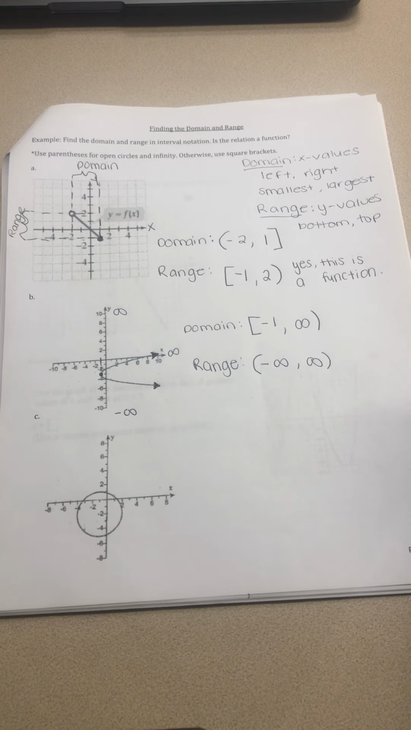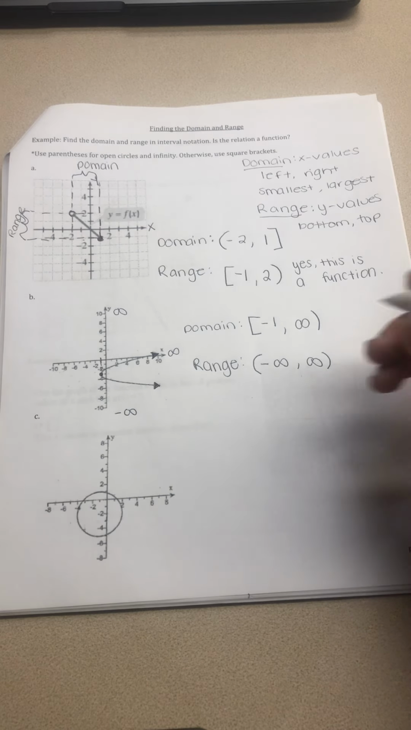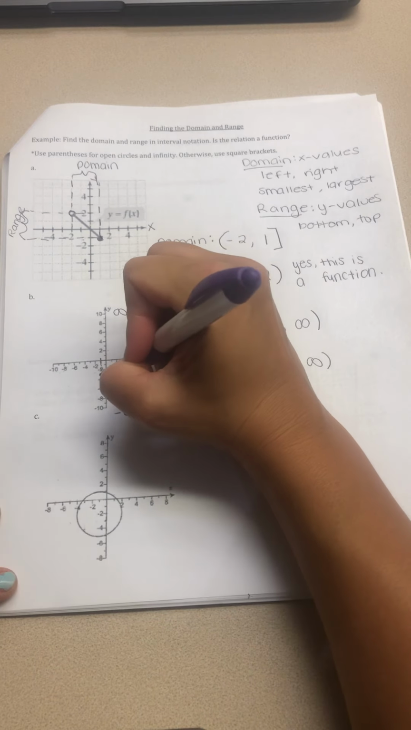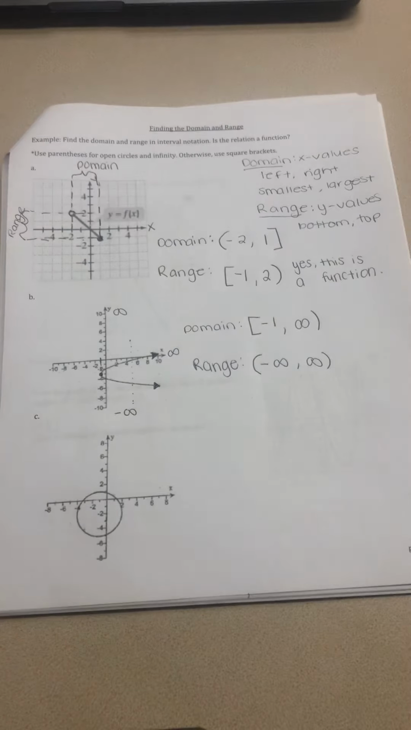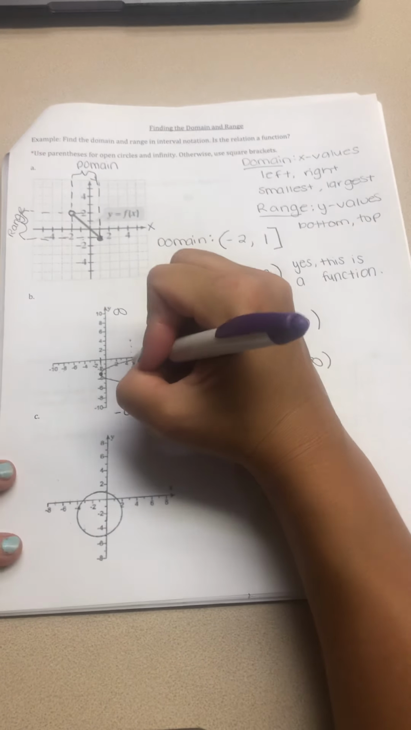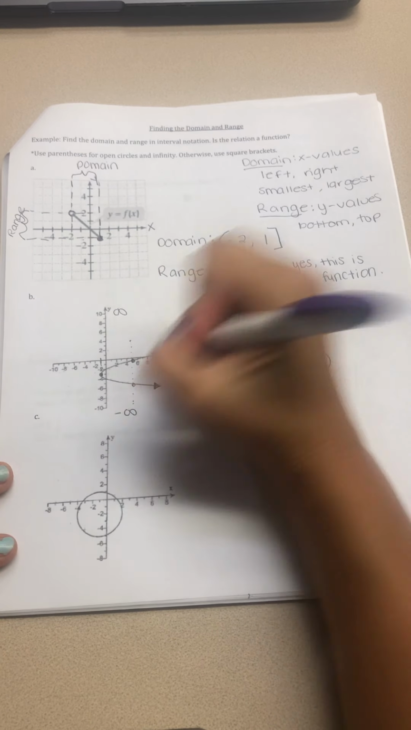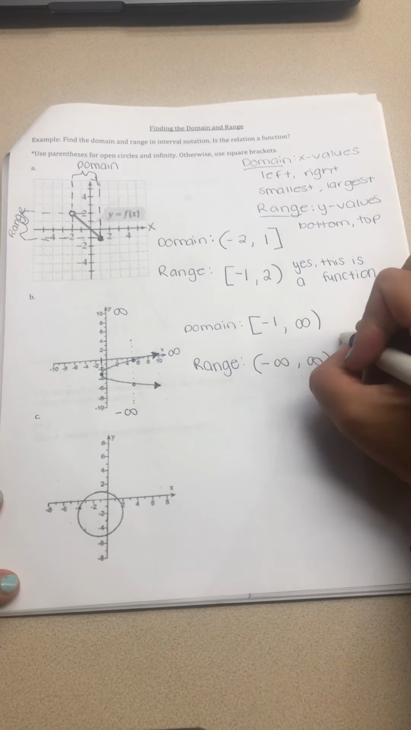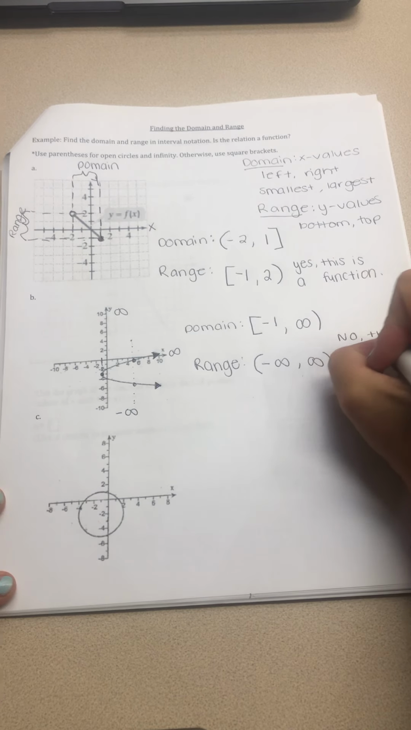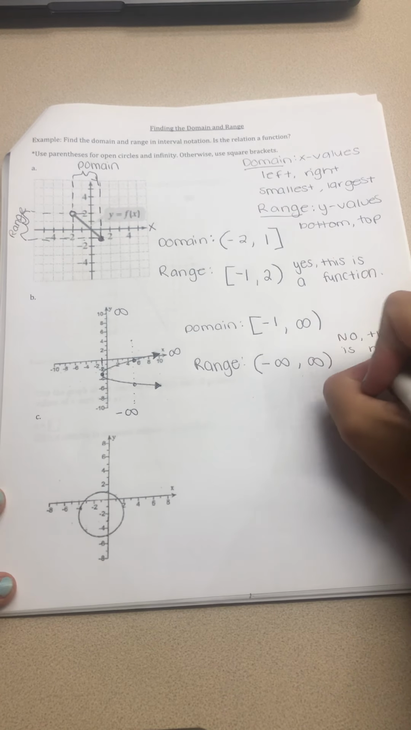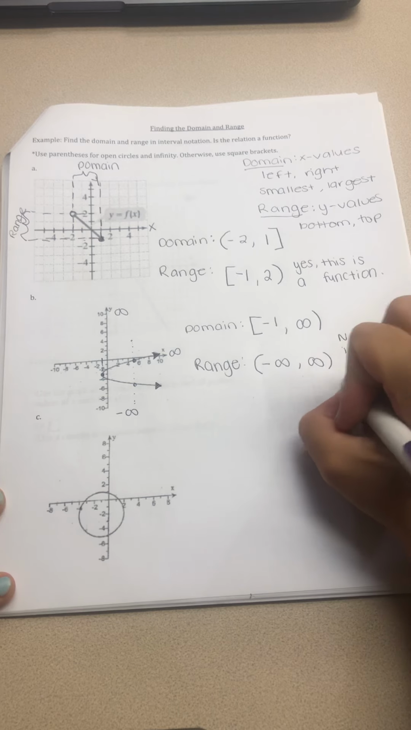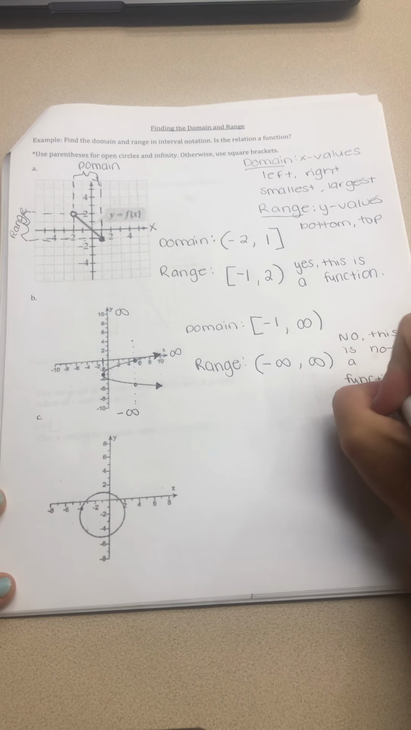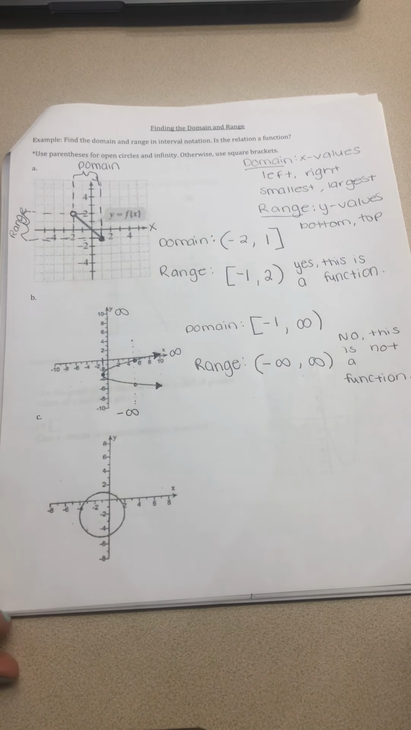Now we need to see, is the relation a function or not? So if I draw a vertical line anywhere, let's say I draw a vertical line right there, that dotted vertical line passes through my graph more than once. So that x value of positive 5 has more than one y value. So that means no, this is not a function.